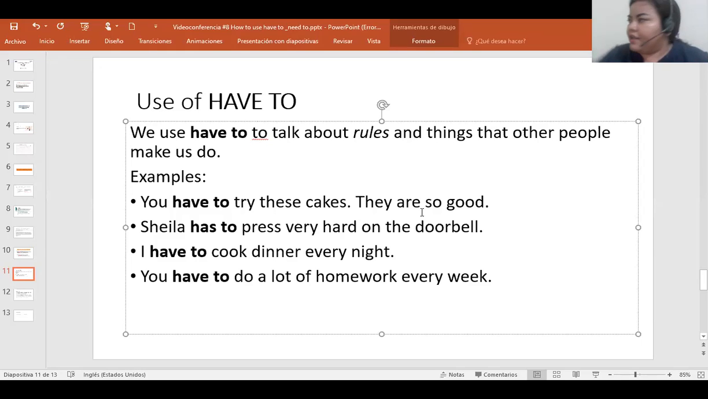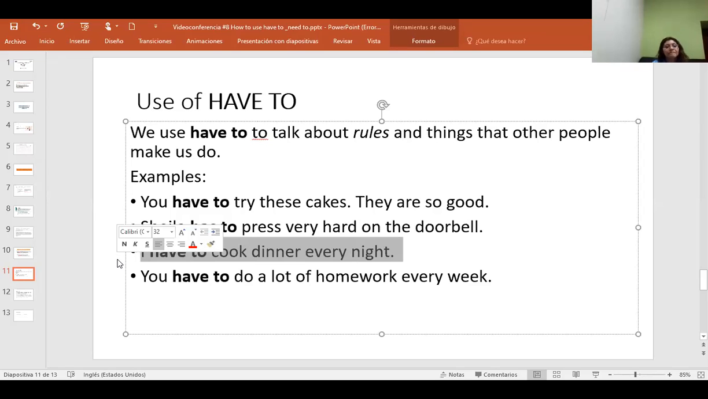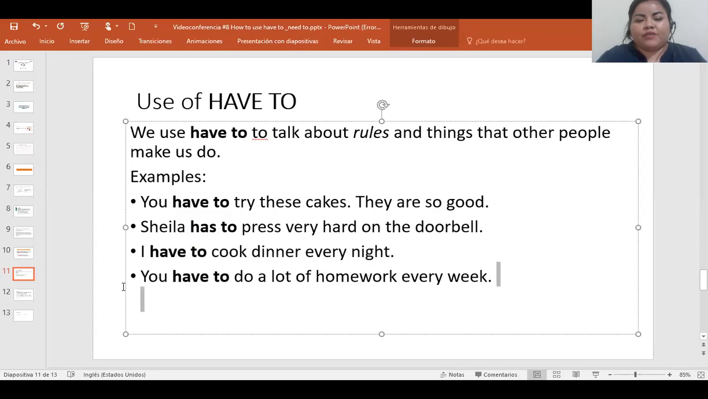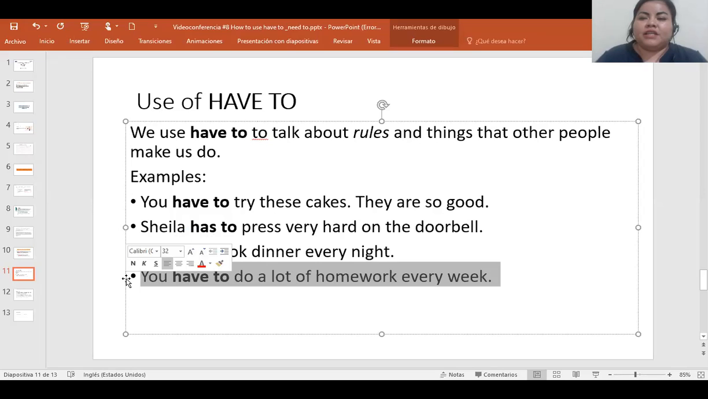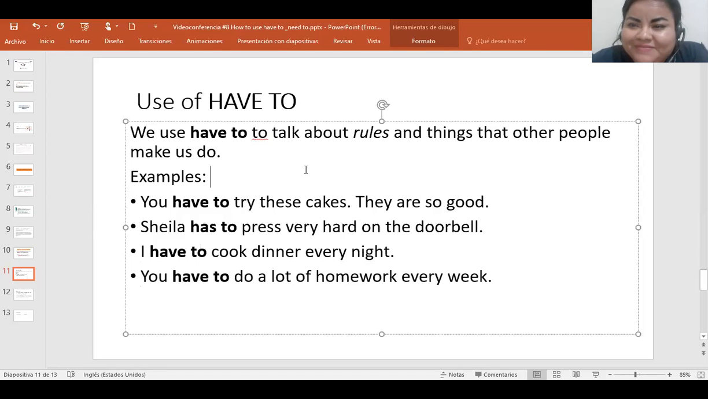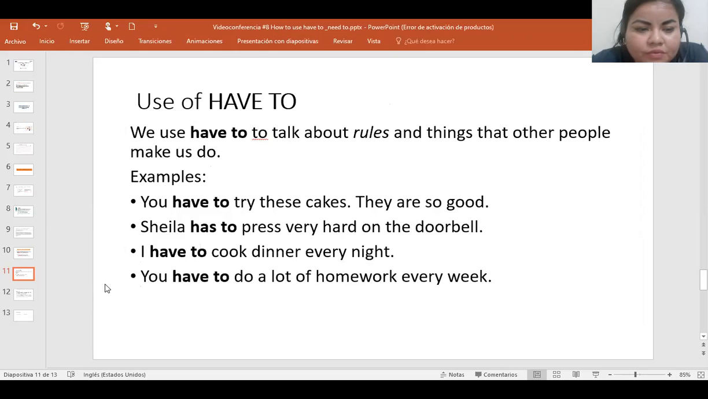Right? No funciona. How do you call the doorbell in Spanish? Cuando presionan, cuando van a una casa y presionan y dice ring, ring. I forgot. Timbre. Timbre. Thank you. Tienen que presionar el timbre. I have to cook dinner every night. Nadie más le va a cocinar. You have to do it. Right? You have to do a lot of homework every week. ¿Por qué? Porque el teacher le deja la tarea. Right? You have to do a lot of homework. You are studying. Do we understand have to right now? ¿Entendemos have to? Yes, teacher.